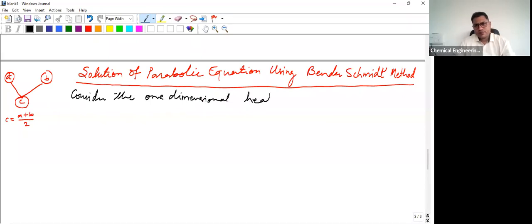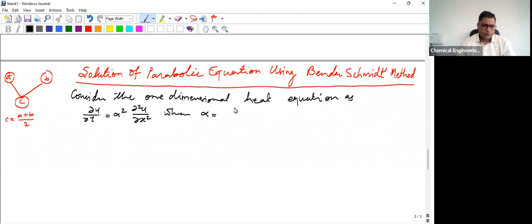Heat equation: as what you have, ∂u/∂t is equal to alpha square ∂²u/∂x², where alpha square is equal to k by rho c. These are the standard notation for density and so on.